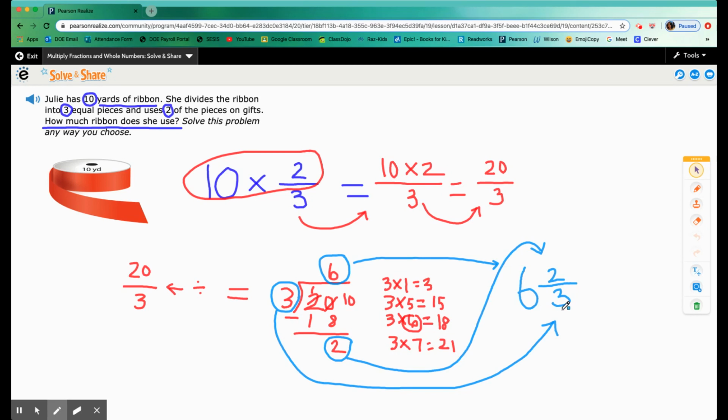But remember, before just saying 6 2/3 is my answer, we need to write the units. Because we're talking about a word problem here. They're asking of us about how much of something. So if I look at my problem, it says how much ribbon, yards of ribbon. So I need to write that. So I will write yards of ribbon. So my final answer to 10 times 2/3 is 6 2/3 yards of ribbon.